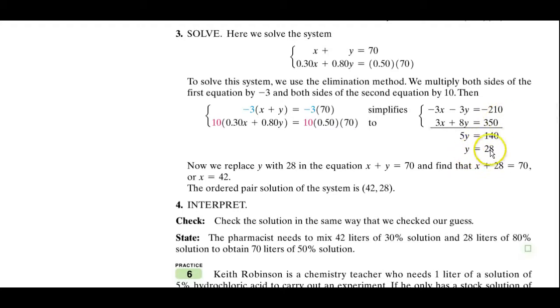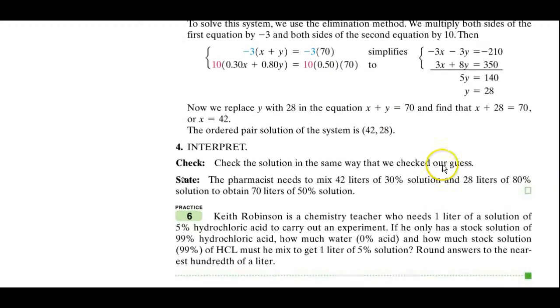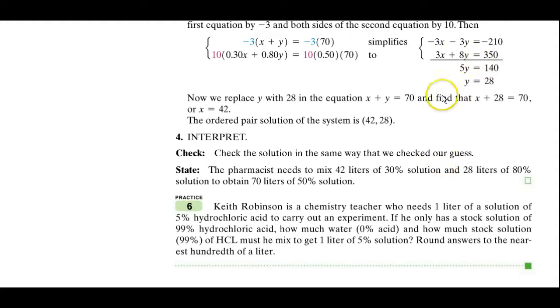So y is 28. Well, what is y? Y was the 80% solution. So we have to subtract 28 from 70 to get 42. So your answer, interpretation or answer statement, is that we will need 42 liters of 30%, 28 liters of 80% to end up with a 70 liter solution of 50%.